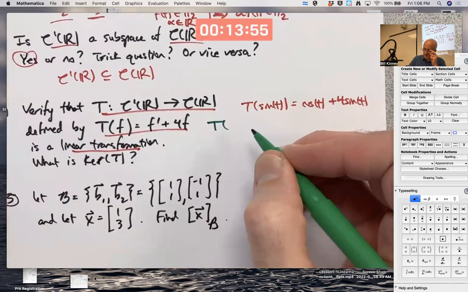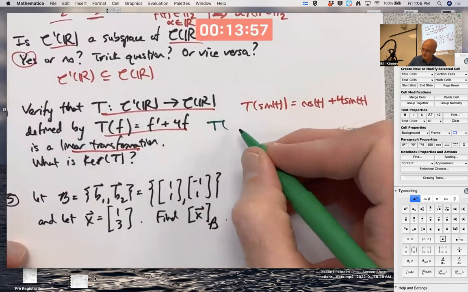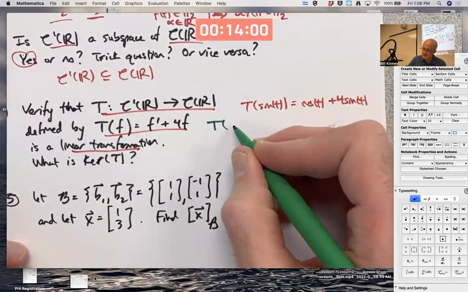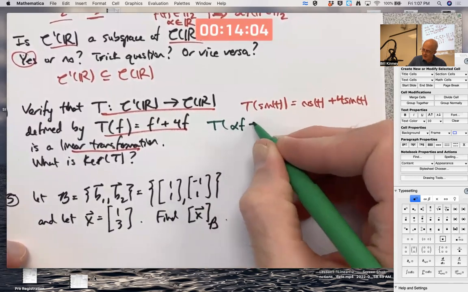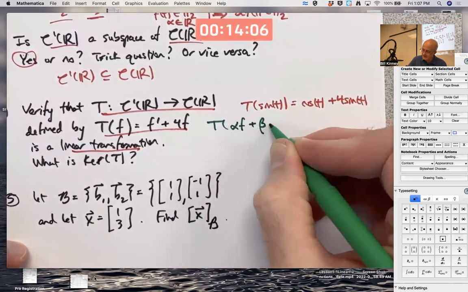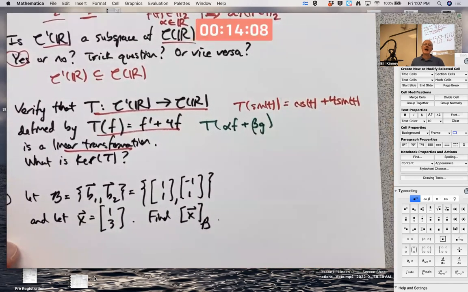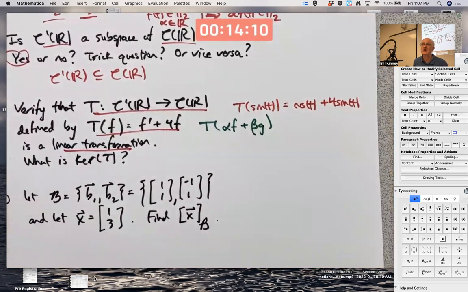That can actually be done in one step instead of 2 separate steps. Give me an arbitrary linear combination of 2 functions, little f and little g. So alpha and beta here are scalars, numbers. F and g are functions. That's understood.